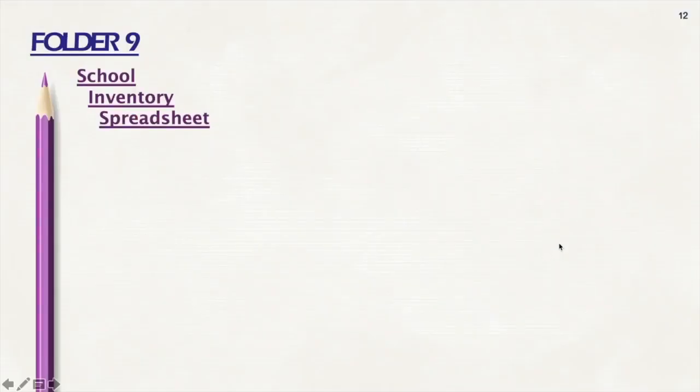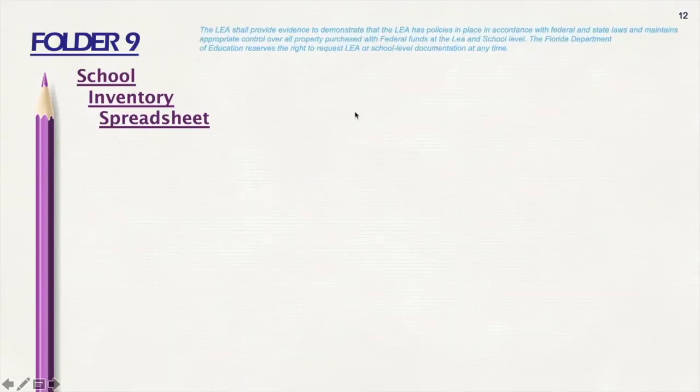All right, last folder. This folder 9 is the school inventory spreadsheet. The LEA shall provide evidence to demonstrate that the LEA has policies in place in accordance with federal and state laws and maintains appropriate control over all property purchased with federal funds at the LEA and school level. The Florida Department of Education reserves the right to request LEA or school level documentation at any time.